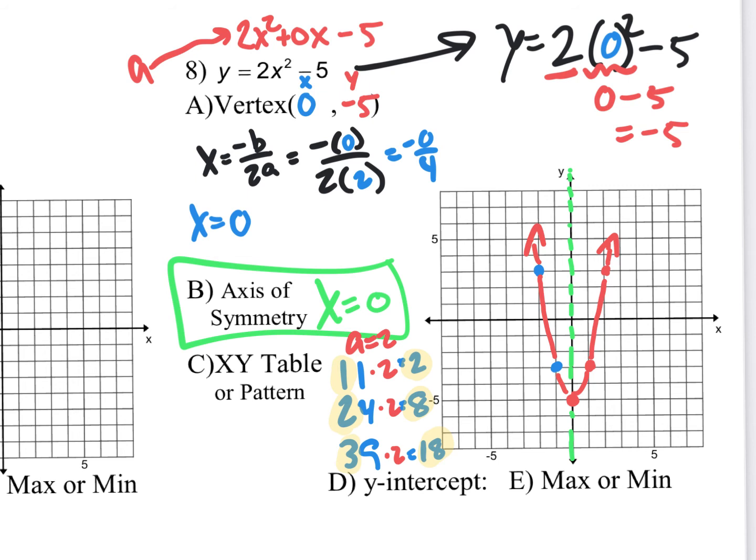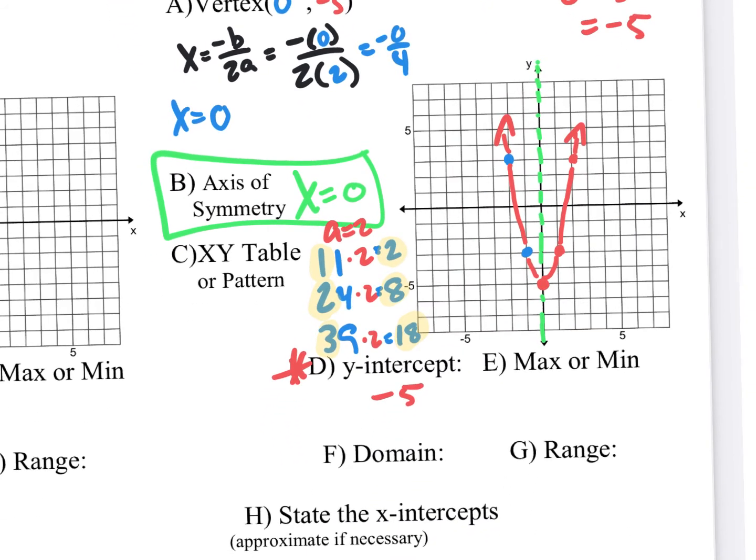So let's continue. What are the y-intercept values? What is the y-intercept value right here? It's at negative 5. That's exactly right. If you were to set x equal to 0, you'd get negative 5 as your output. Is this a min or max value? Min. And again, min is at the y value of negative 5, the y value of your vertex. The domain, always x equals all real numbers. The range, y is what? Greater than or equal to negative 5.